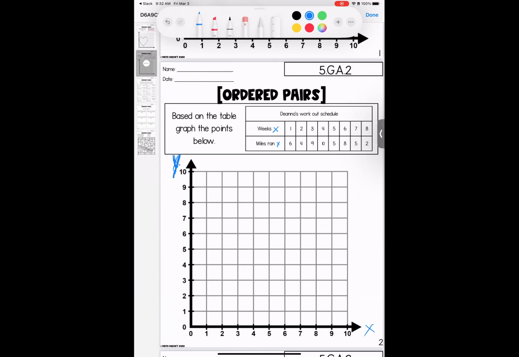We have our X, which is going across, and our Y going up or down. So I'm going to start with over 1, up 6. Over 2, up 4. Over 3, up 9. Over 4, up 10. Week 5, so over 5, up 5. Over 6, up 8. Over 7, up 5. And over 8, up 2. Just make sure you have all of your points plotted. And there we go. Any questions? Bring them with you to class.